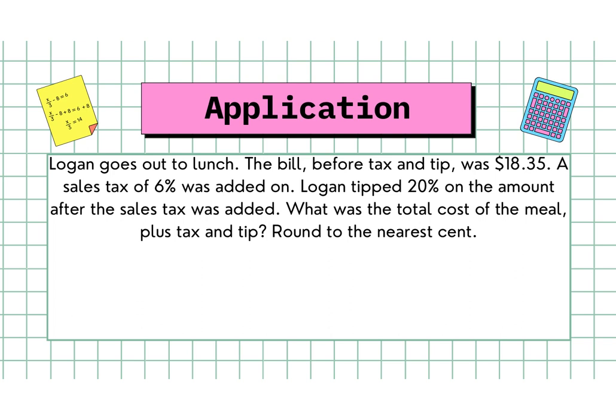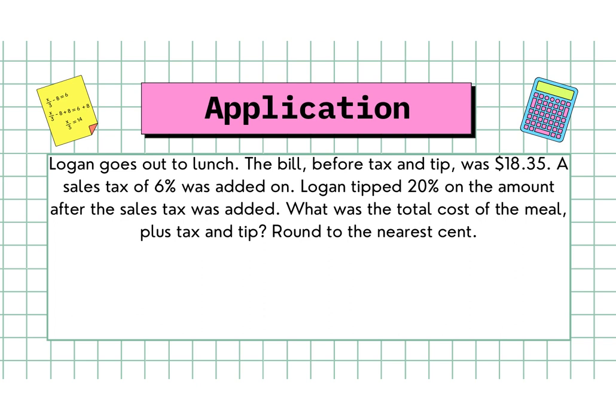Here is example number 1. It says Logan goes out to lunch. The bill before tax and tip was $18.35. A sales tax of 6% was added on. Logan tipped 20% on the amount after the sales tax was added. What was the total cost of the meal plus tax and tip? And we're going to round it to the nearest cent.